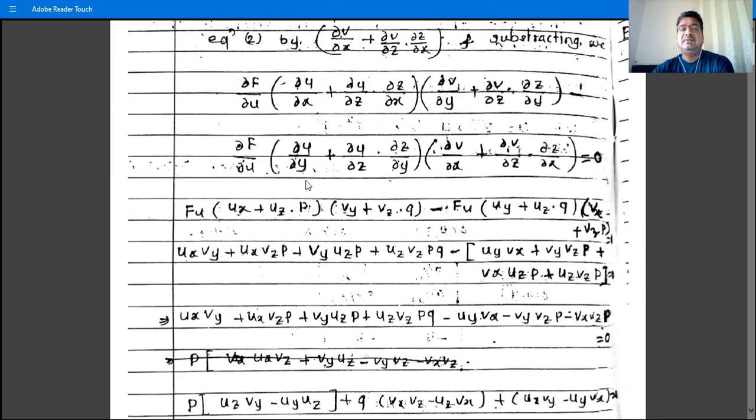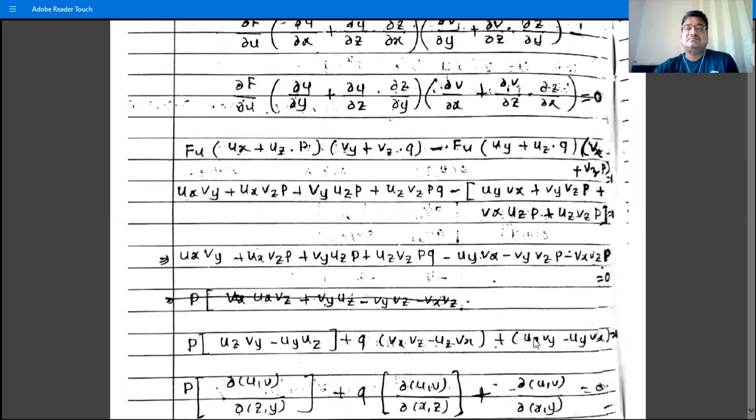Then the next step is: ∂f/∂u means f suffix u, ∂u/∂x means u suffix x, ∂u/∂z means u suffix z, and ∂z/∂x means small p. So substituting in the other notation, ∂z/∂y is small q. Similarly, ∂f/∂u is f suffix u. Then this is u_y, u_z, ∂z/∂y is q, v_x, v_z, and ∂z/∂x is p, equal to 0. Then multiplication of these two brackets. Take f_u as common and cancel it, or shift to the RHS so we have 0. Dividing by f_u throughout, we have this equation.